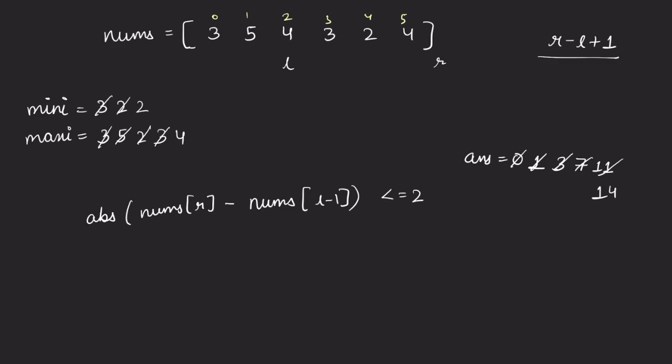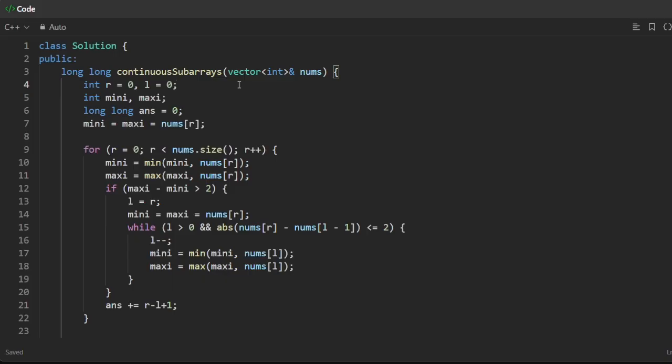So let's look at the code. So first of all, we have taken our left and right pointer. Then we have taken a mini and a maxi variable and our answer is 0 initially. Then mini and maxi initially we can keep them equal to the first element inside the nums vector, right? Then we are looping for R from 0 till the end and we are updating our minimum and maximum.